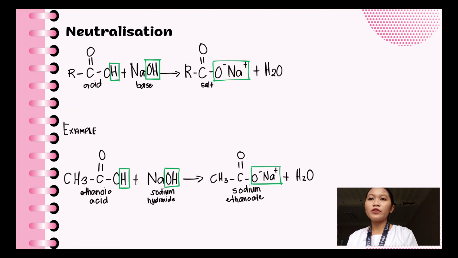Examples of a base are sodium carbonate and also sodium bicarbonate. The difference is that the reaction of acid and sodium hydroxide will form only salt and water, but the reaction between acid and sodium carbonate or sodium bicarbonate will form CO2 and also water. So this is the example of ethanoic acid reacting with sodium hydroxide, and it forms sodium ethanoate and also water.